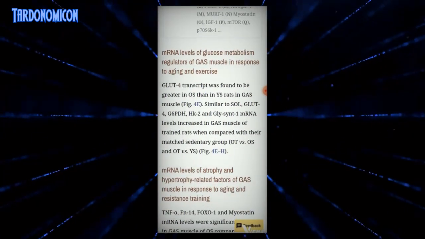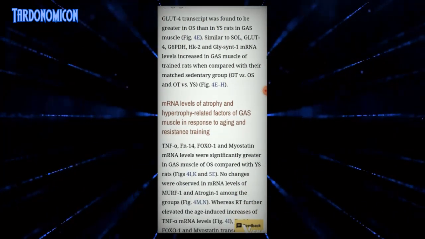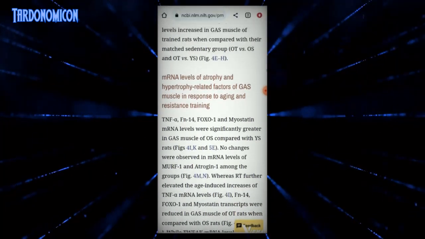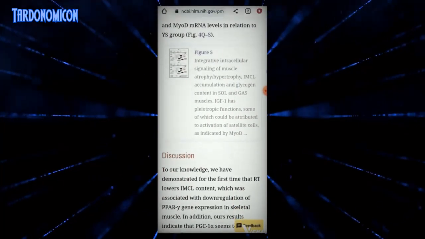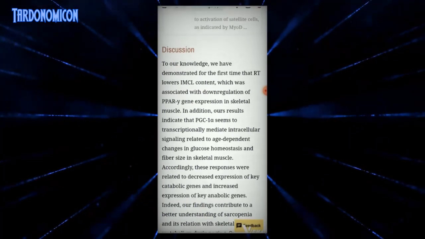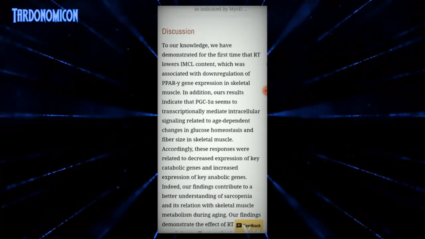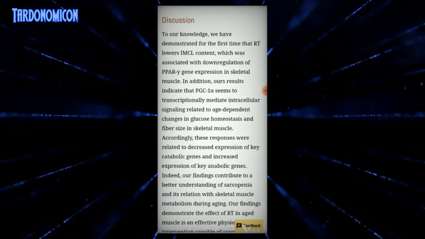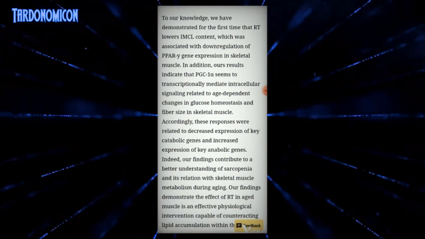mRNA levels of glucose metabolism. Okay. Resistance training also helped to promote glucose homeostasis through gene expression. So what the point is here is that, okay, so discussion. To our knowledge, we have demonstrated, meaning the people that did the research, for the first time that resistance training lowers basically the fat in the muscle, which was associated with downregulation of various gene expressions in skeletal muscle.